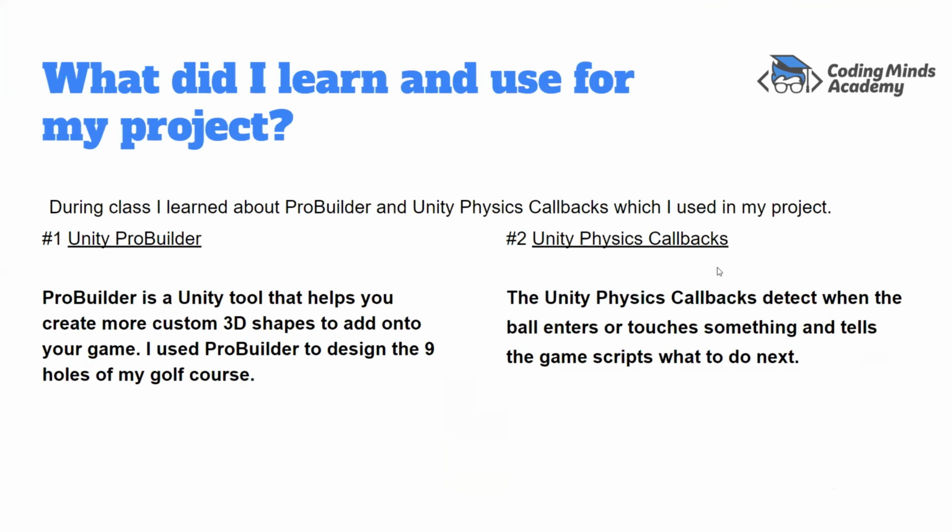During this class, I learned about Pro Builder and Unity Physics callbacks, which I also used in my project. Unity Pro Builder is a tool that helps you create custom 3D shapes to add onto your game. I used Pro Builder to create nearly all of my 9 holes in my game. Unity Physics callbacks is a Unity code that detects when a ball enters or touches something, and then it tells the game script what to do next.